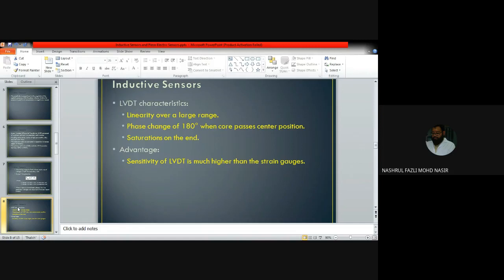So the phase changes by 180 degrees when the core passes the center position, and then it has saturation at the end. Advantage.